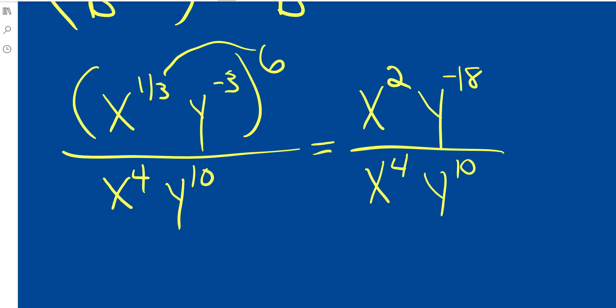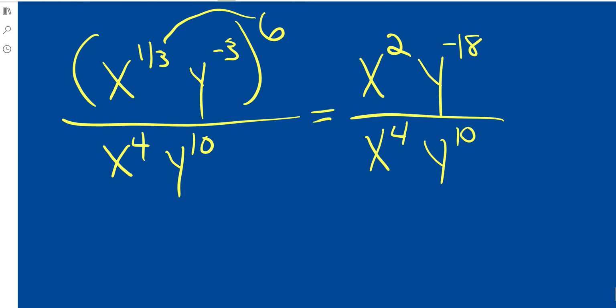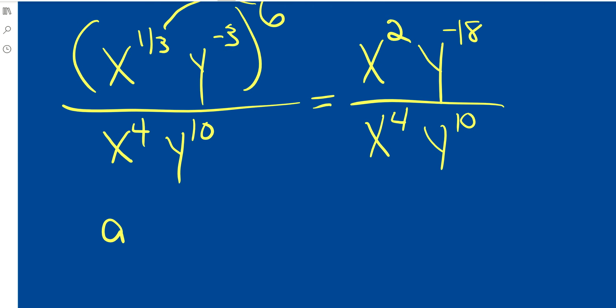And notice we are not distributing that 6 to this denominator, because it's not the same as saying a over b, raised to the x power. When it's that situation, I distribute the exponent to the a to the first power and b to the first power. But this isn't all enclosed in parentheses. Just the numerator is enclosed in parentheses. So we want to be careful of that. Do not fall for it.